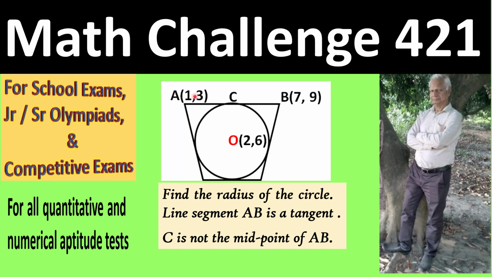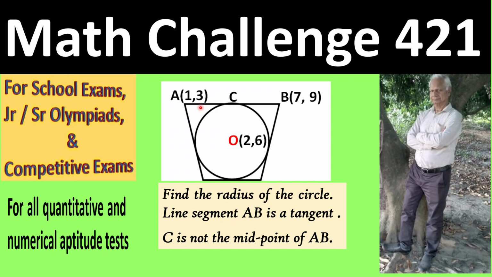Coordinates A 1, 3, B 7, 9, and the center of the circle O 2, 6, and we have to find the radius of the circle. And remember, C is not the midpoint, so do not use the midpoint formula to calculate the coordinates of C and then find the distance. No, it can't be that way. If it had been the midpoint, then using the midpoint formula we can find the coordinates of C and find the distance OC, but C is not the midpoint.